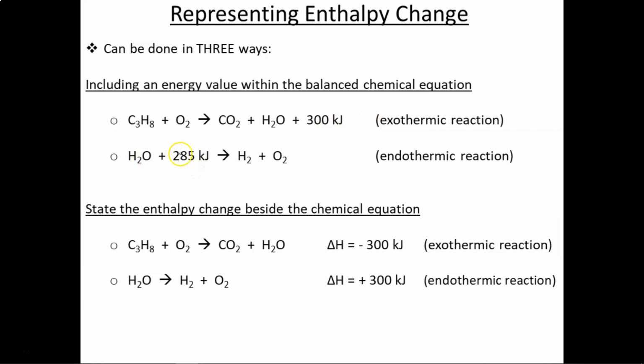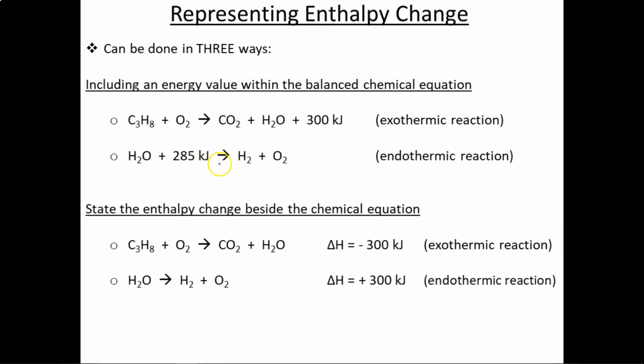Over here, energy is written on the reactant side. Because it's on the reactant side, I require that energy for the reaction to proceed. So it must absorb energy for this reaction to proceed. So that's going to be a positive enthalpy value, making it an endothermic reaction. This is the method that makes the most sense to me when I'm trying to visualize the reaction. However, it's rarely written this way.